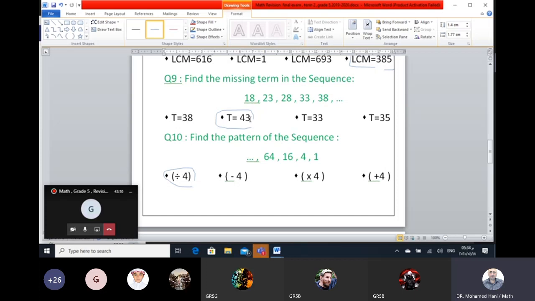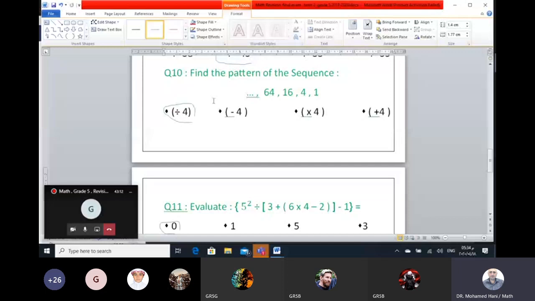Now the question here: find the pattern of the sequence. As you see here, we have 64, then 16, then 4, then 1. 64 divided by 4 will be 16. 16 divided by 4 will be 4. 4 divided by 4 will be 1. So the pattern here is divide by 4. This is the right answer.